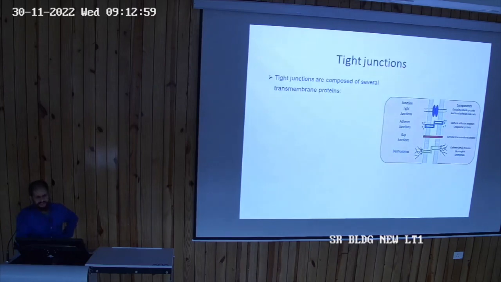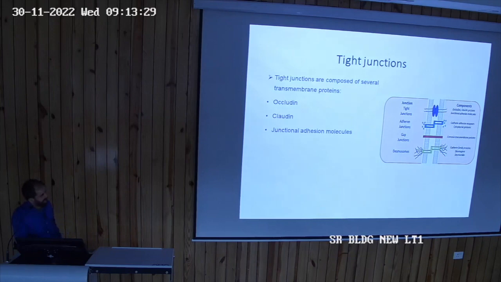Then these are composed of different proteins. In these tight junctions, the junctions that come in between obliterate the space. So there are different transmembrane proteins which form it. Which proteins are these? This is occludin, claudin, and there are junctional adhesion molecules.